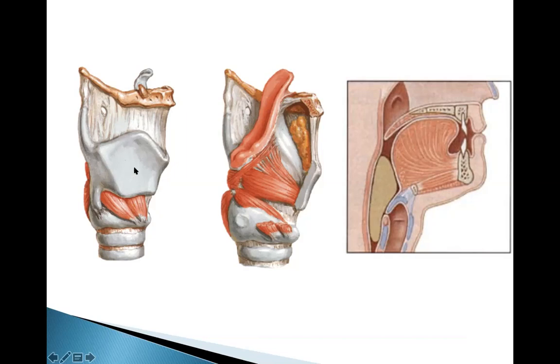Underneath the thyroid cartilage is the cricoid cartilage. Notably, it's the only ring of cartilage that is complete in the entire respiratory system, meaning that's an entire ring of cartilage. So even though we talk about the tracheal rings, they're not complete rings of cartilage. They're going to have gaps posteriorly. And then we can see the little epiglottis sitting up here.